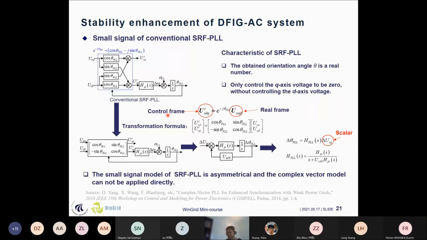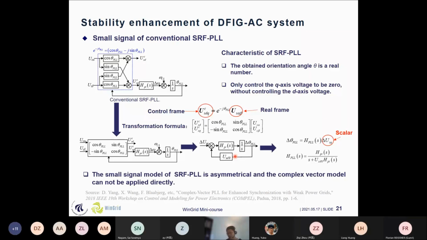Okay, that's one perspective I just introduced, from the interaction perspective between the DFIG and the grid impedance. And the second view I want to say is that here, why the system becomes complicated is because of the asymmetric characteristics of the PLL. Why is this PLL asymmetric? Because it makes the relationship between the PLL angle and the perturbations a complex variable to scalar variable one. You can see that first, the obtained theta PLL is a real number. It is a scalar variable, and only the Q axis voltage is controlled without considering the D axis voltage. So you can see here that the conventional PLL is only controlling the Q axis without considering the D axis. So this is the main cause of the asymmetric characteristics.